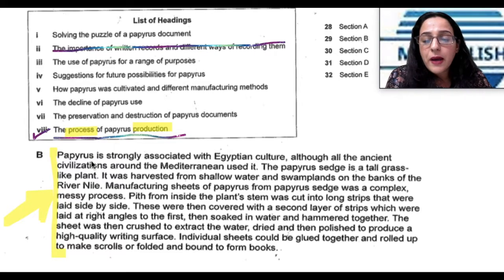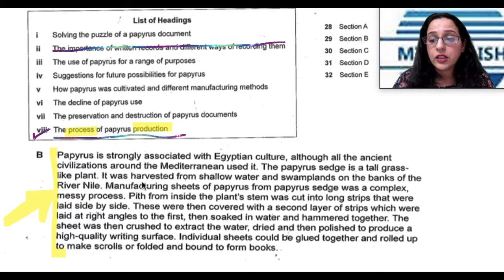If you read this paragraph, you will find, in fact, the first sentence is not useful at all as far as the topic is concerned. The process of papyrus production, right? Papyrus is strongly associated with Egyptian culture, although all ancient civilizations around the Mediterranean used it. The papyrus sedge is, so nothing in the first sentence at all. The papyrus sedge is a tall grass-like plant.